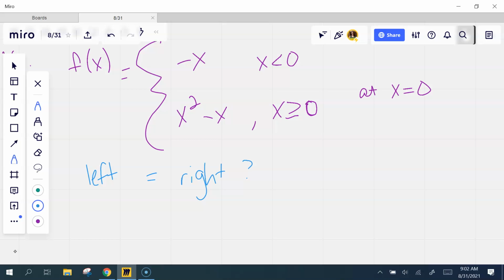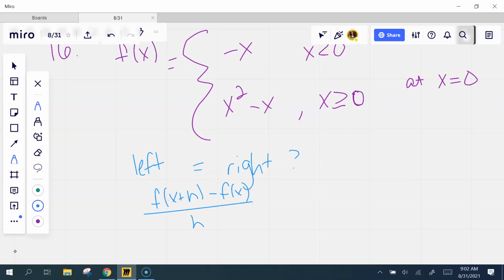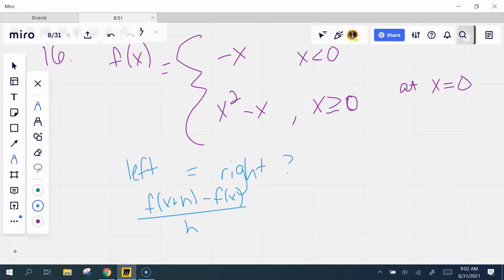All right, go ahead. f of x plus h minus f of x over h. That's the difference quotient, yes? All right. So as I approach 0 from the left, what does that mean exactly? That means that it's going from negative to 0.